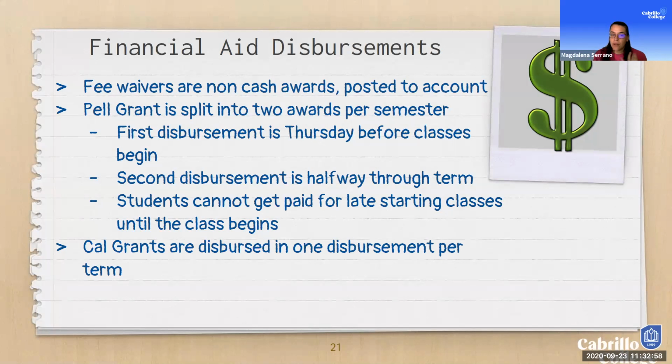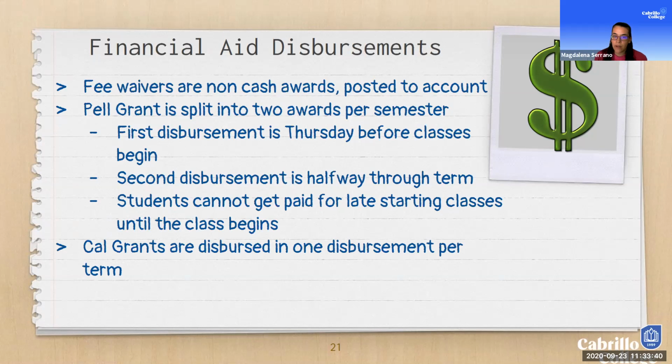The other grants, like the Pell Grant, Cal Grant, Work Study, FSCOG, and any of those are cash awards, and you will get those awarded to you. The Pell Grant, for example, is split into 2 awards for the semester. The first disbursement is typically given out the Thursday before classes start, and the second disbursement is given halfway through the term. Keep in mind that you're not able to get paid for a class until the class starts, so until you are in and attending the class.